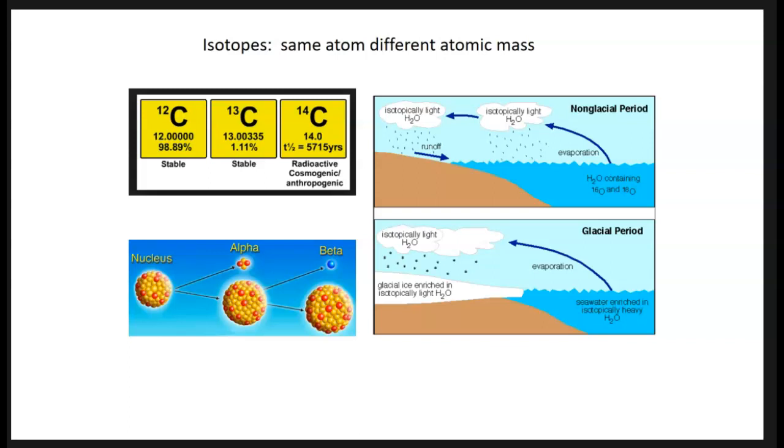Carbon-13, which has 6 protons and 7 neutrons, has an atomic mass of 13. It is much more rare in nature than carbon-12, but it is also a stable isotope. Carbon-14, which has 6 protons and 8 neutrons, is an unstable isotope of carbon. Carbon-14 is radioactive, and it will emit radioactive energy as that atom decays into subatomic particles.